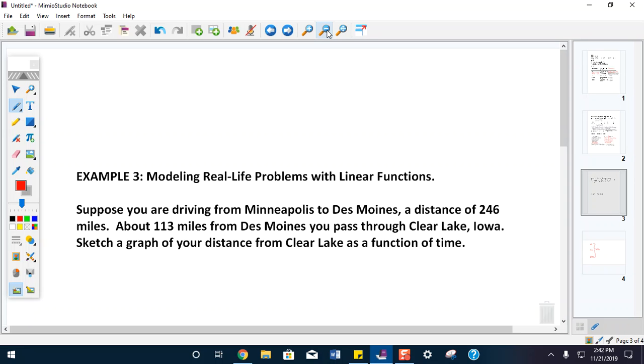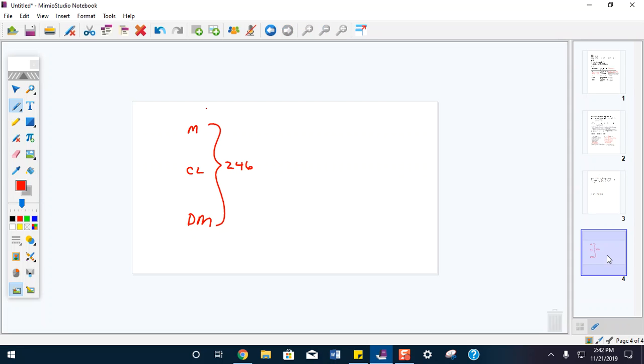113. So my question becomes, could we find the distance between Minneapolis and Clear Lake then? What is that value? 246 minus 113, which would be 132. No, close, 133, right? Okay, I'm going to come back to this little sketch. I think this puts things in better perspective for us.